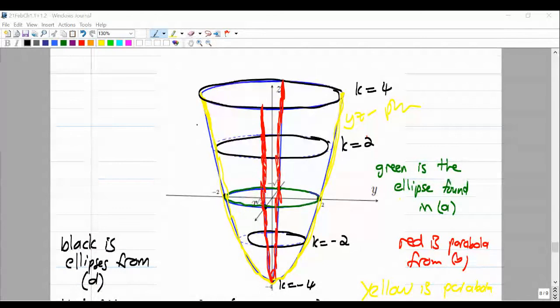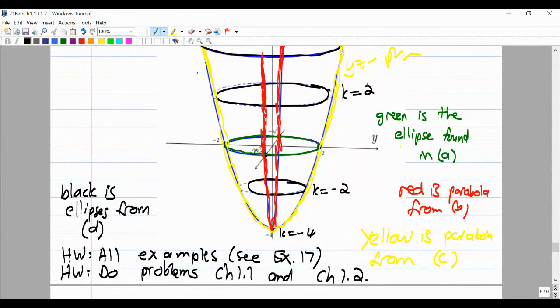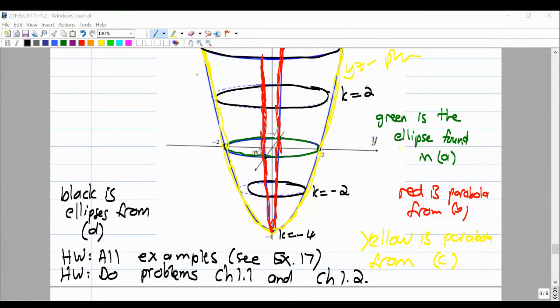So you can see D is very important. The higher up you go, the bigger the ellipses become. So you end up getting this stunning shape, which is called an elliptic paraboloid. All right. As I said, time really flies when you're having fun. So look at all of the examples in the book, especially example 17. And also do the problems in chapter 1.1 and 1.2. That is my lesson for now.